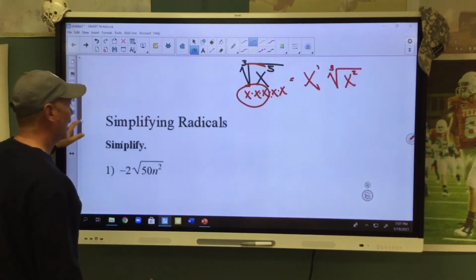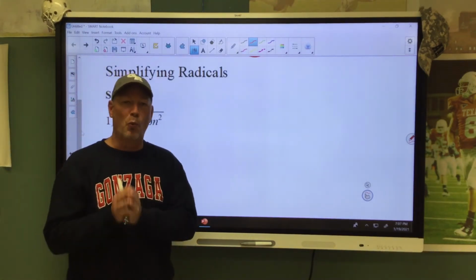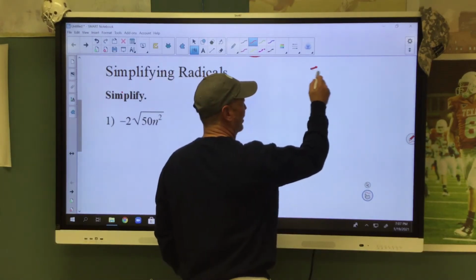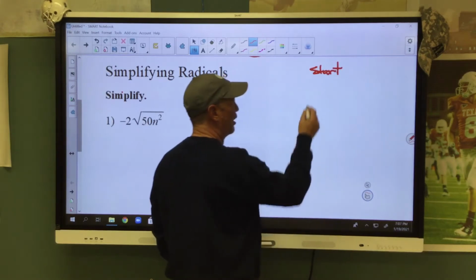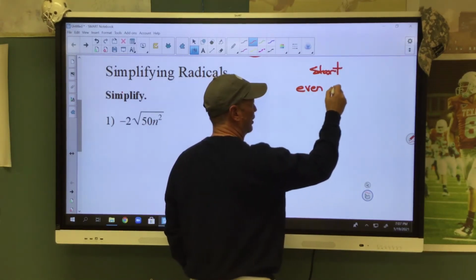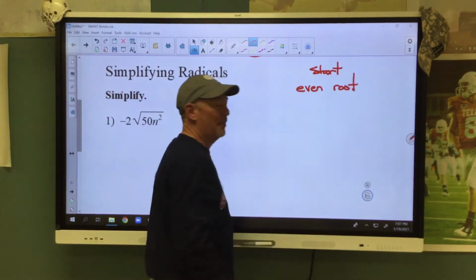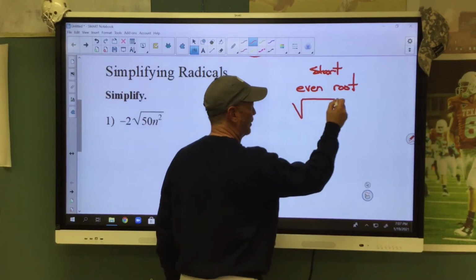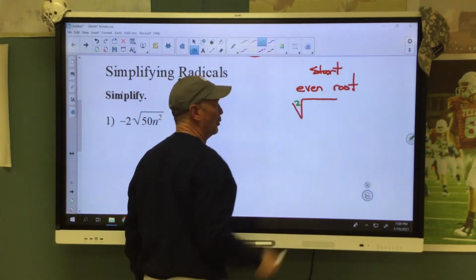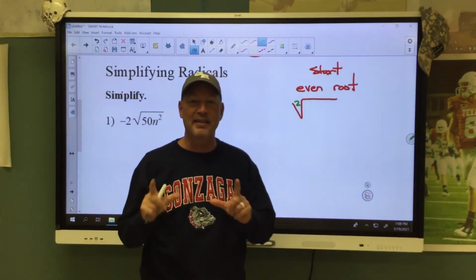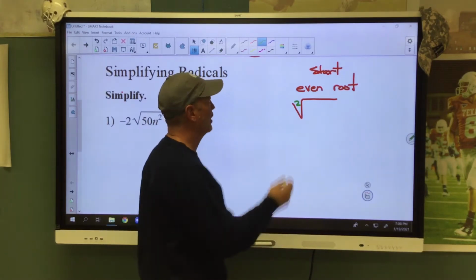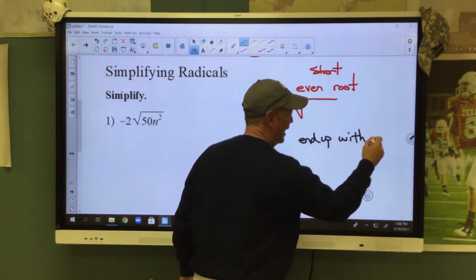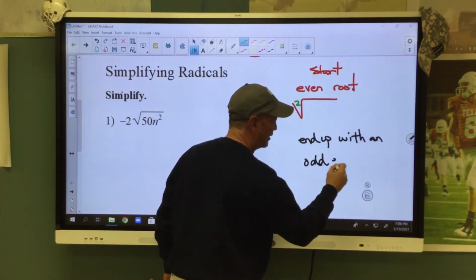All right, let's look at the first problem. And before we get on this first problem, I need to teach you one more rule. And this one's going to bother you, but it is a rule. Okay? If we start with an even root, now what does that mean, an even root? Well, even numbers, 2, 4, 6, 8, 10. If we start with an even root, let's say we're going to start with our invisible little 2. We start with an even root, and you end up with an odd exponent.